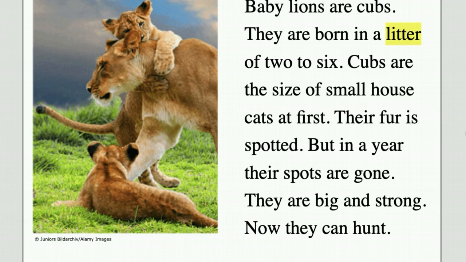Is there another animal that you know uses the word cub as its baby? If you said bear, you're correct. Baby bears are also called cubs.